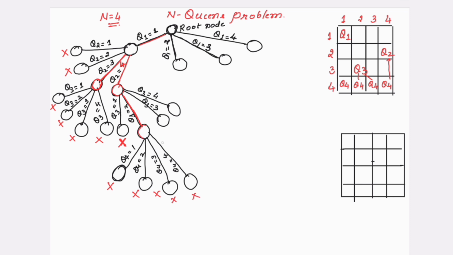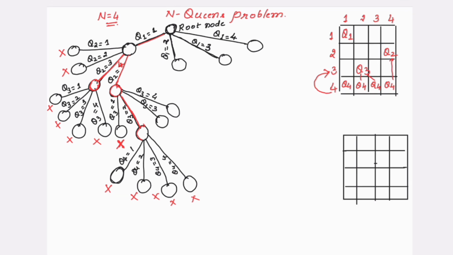Then we need to backtrack. So once we backtrack, that means from this fourth row we are coming back to the third row. If I'm coming back to the third row, then in the state space tree I should go to this node. Fine, I am coming back to this node and checking whether q3 equal to 3. That means if I change the position for q3 from the second column to the third column, then we will try placing q4 in the fourth row.